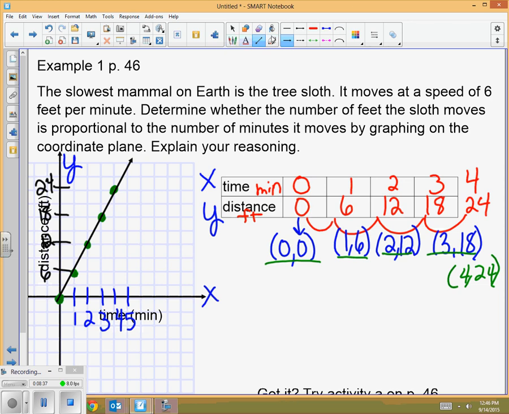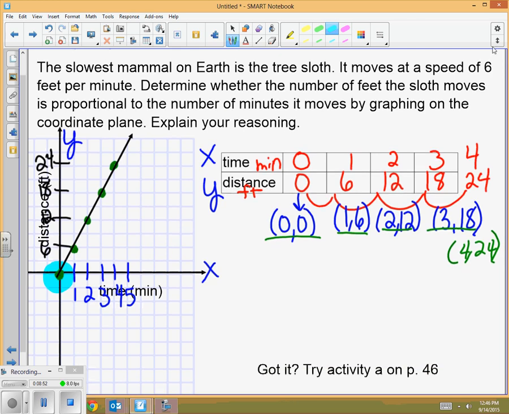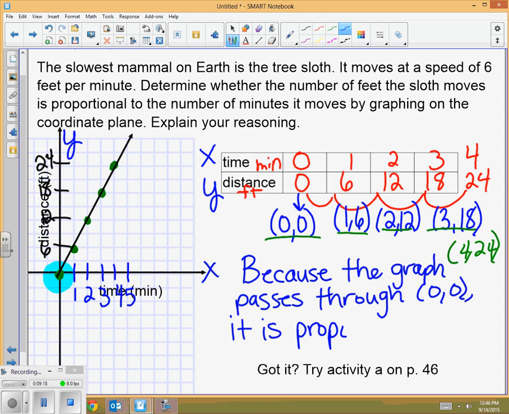Notice how the line touches the origin. Whenever you have a graph that hits this origin at point 0, 0, you have a proportional relationship. So since we need to explain our reasoning, I will say that, because, I'm going to write this out, because the graph passes through the origin, and the origin is point 0, 0, it is proportional.